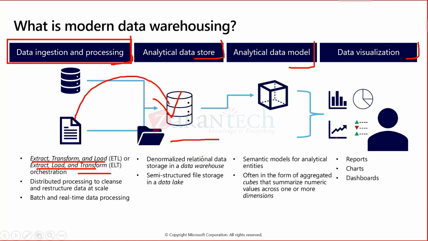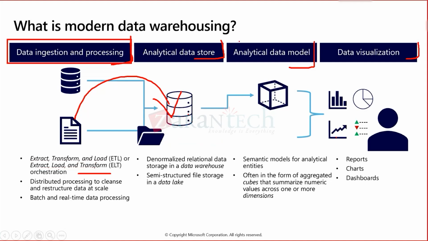In ETL processes, your data is transformed before being loaded into your analytical store. While in the ELT process, data is copied to the store and then transformed. Either way, the resulting data structure is optimized for analytical queries only. This data processing is often performed by distributed systems that can process high volumes of data in parallel using multi-node clusters. Data ingestion includes both batch processing of static data and real-time processing of streaming data.